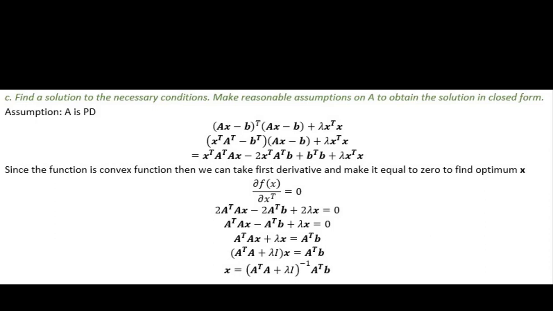For that you have to work on it like this. (Ax - b) transpose (Ax - b) plus lambda, which is plus really close.